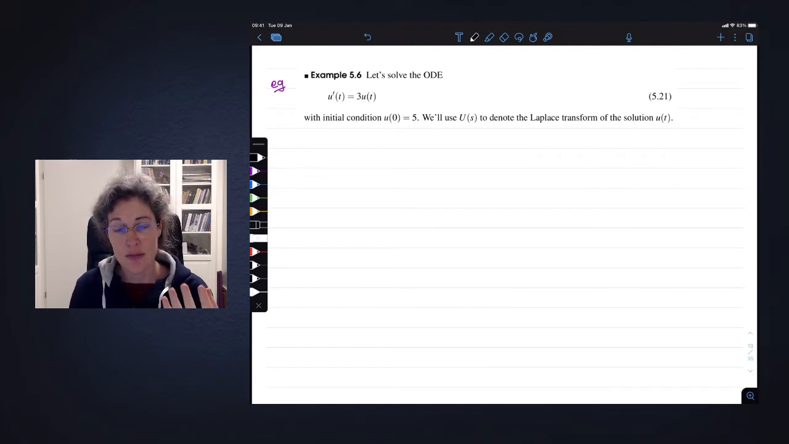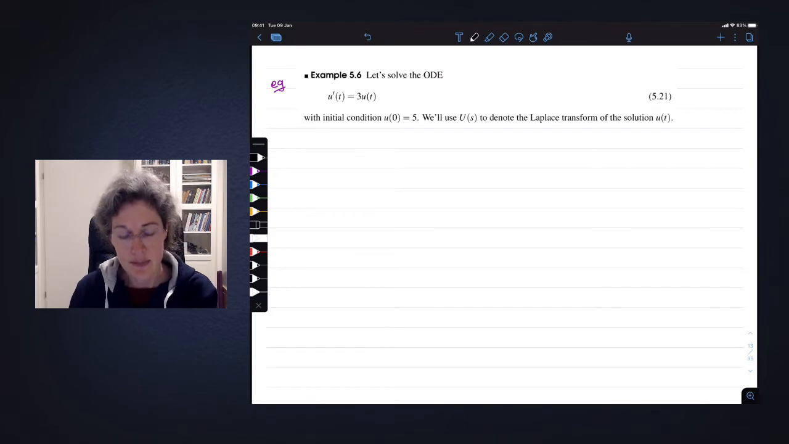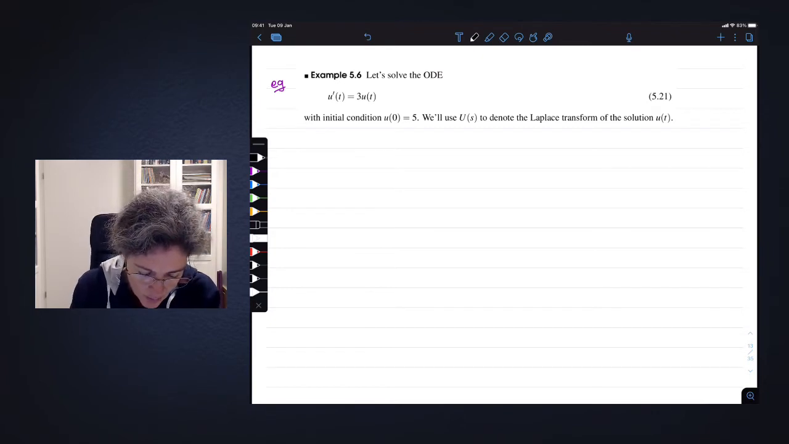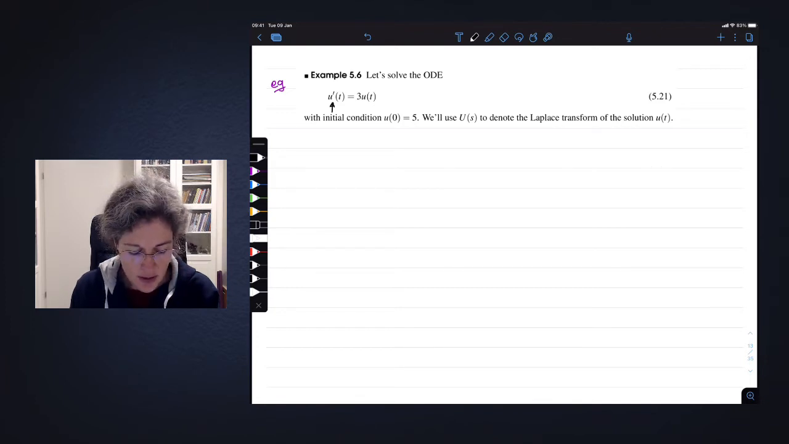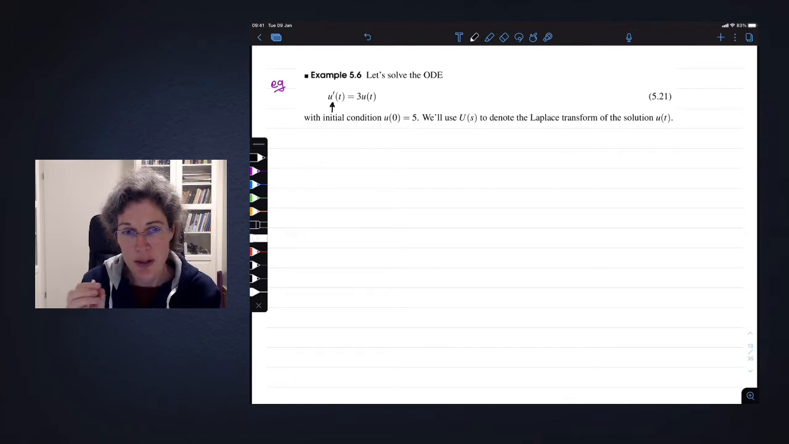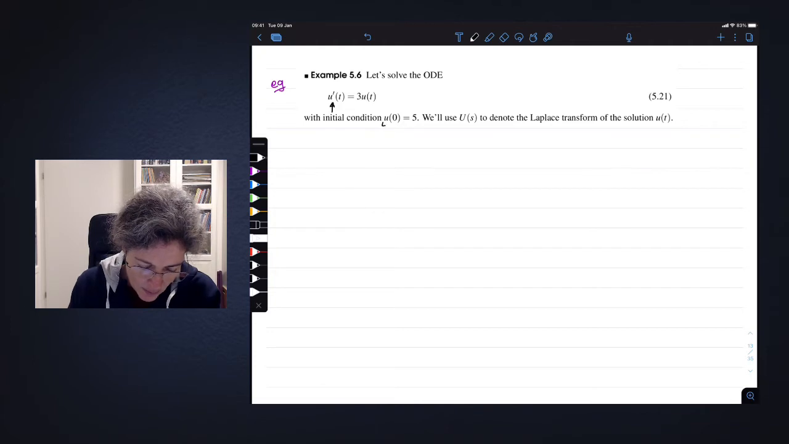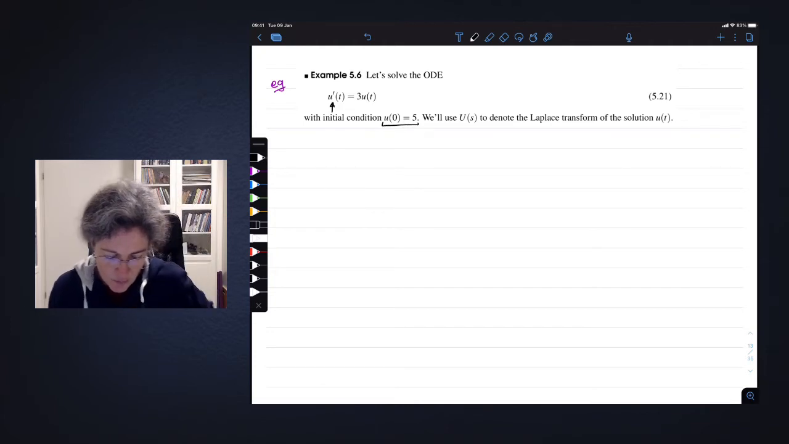So let's use this. This is how we use the Laplace transform to solve ODEs. So here we have a derivative, and we've got a very simple ODE. du by dt is equal to 3 times u. Now, we could totally solve this by other methods we've already learned, but I want to do an example that is straightforward, that we can look at and go, yes, the answer is correct. But we're going to use the Laplace transform. And we're going to have the initial condition u of 0 is equal to 5.